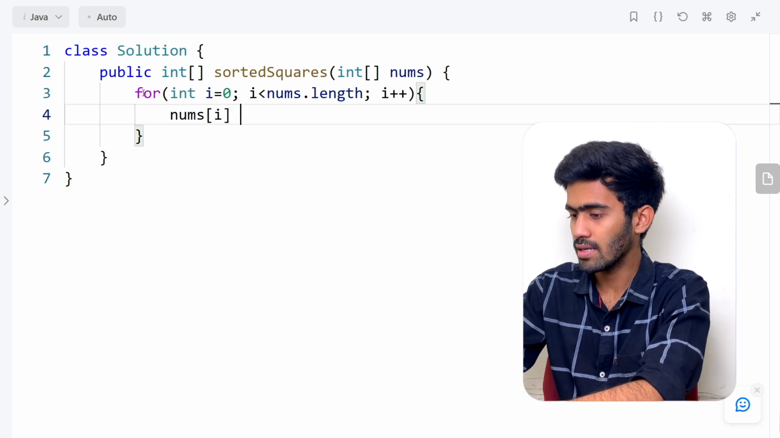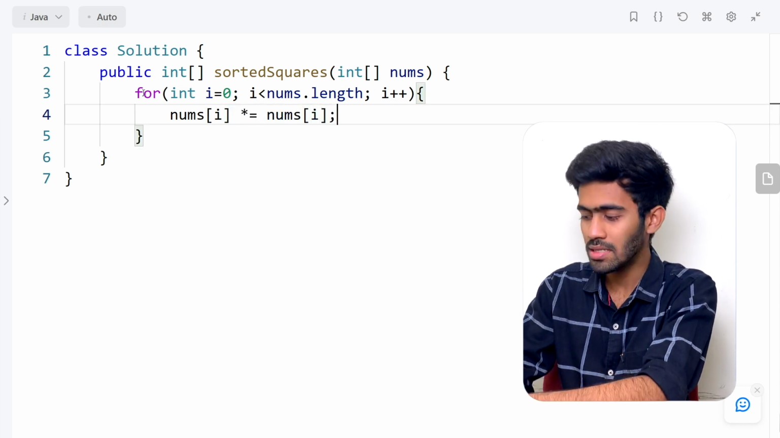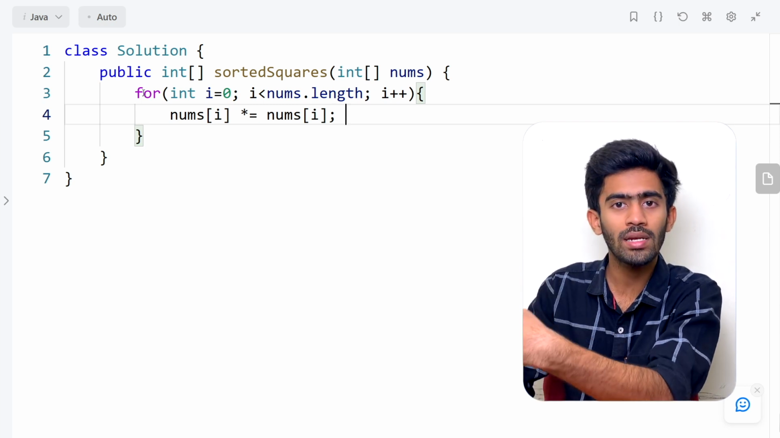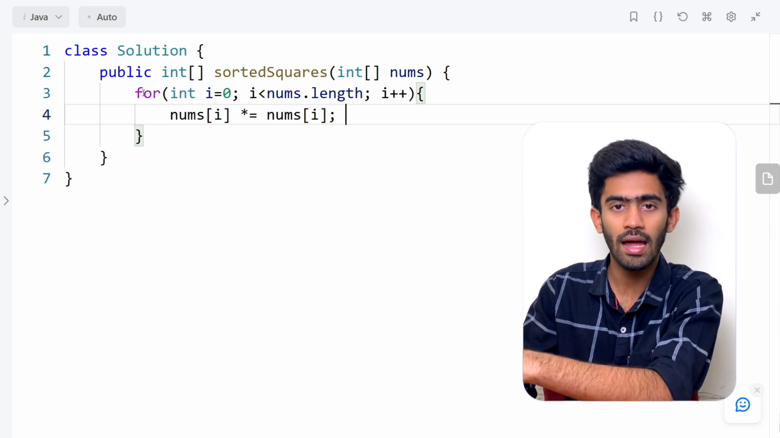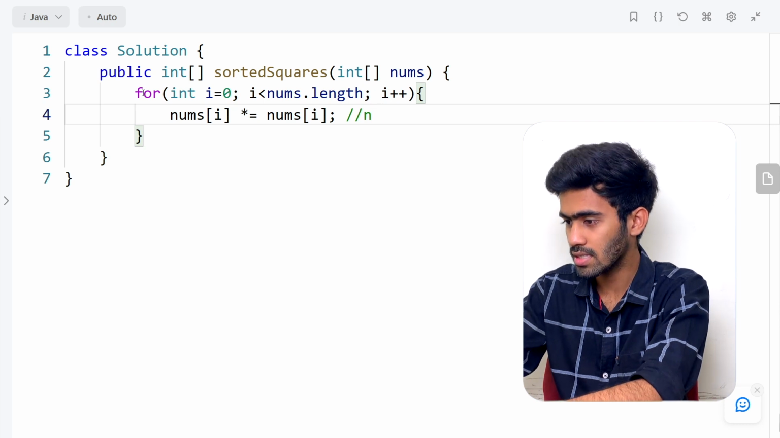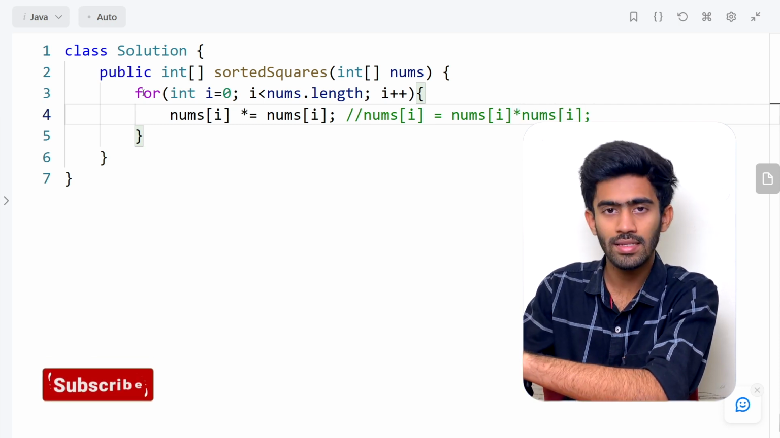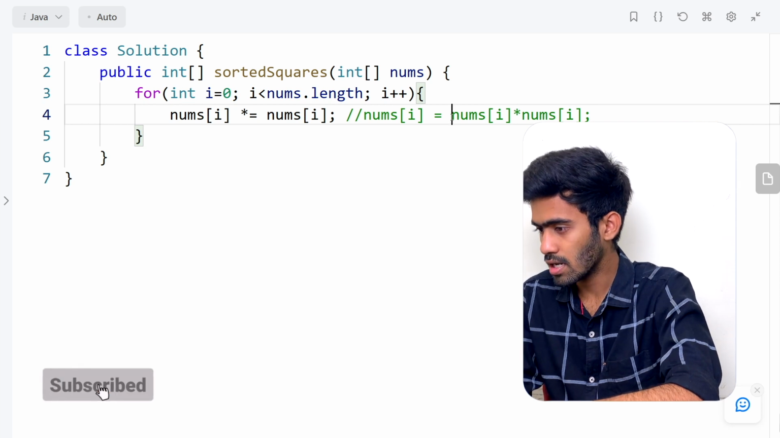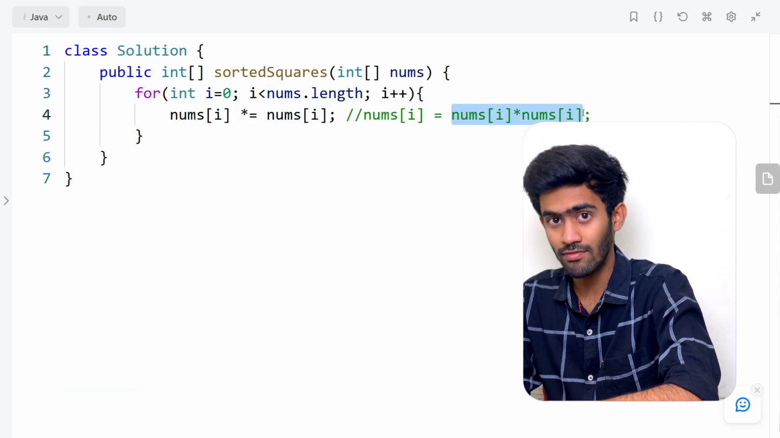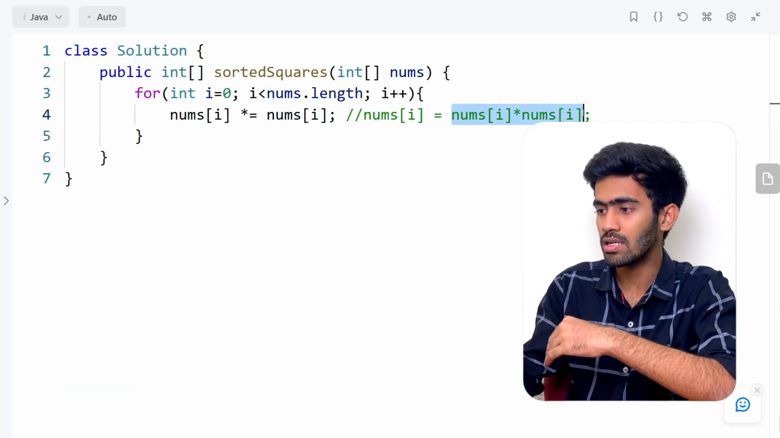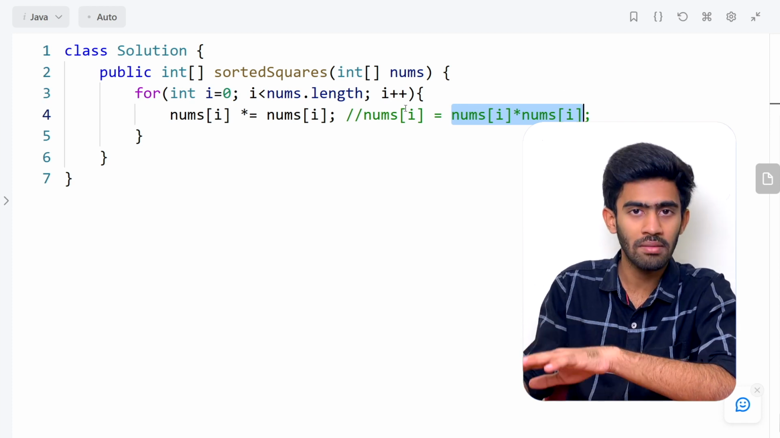So nums[i] *= nums[i]. What does this mean? This line includes an augmented assignment operator, which is star equal to. The meaning of this expression is nums[i] equals nums[i] times nums[i]. So what we are doing essentially is taking the number, multiplying it by itself, that is essentially squaring the number, and storing it in the same place.